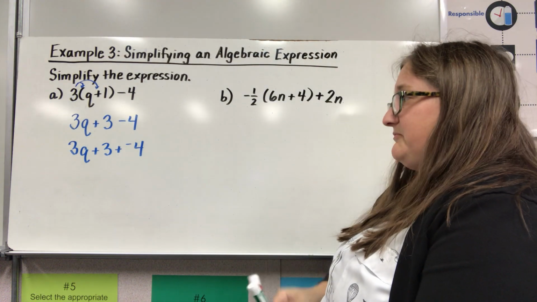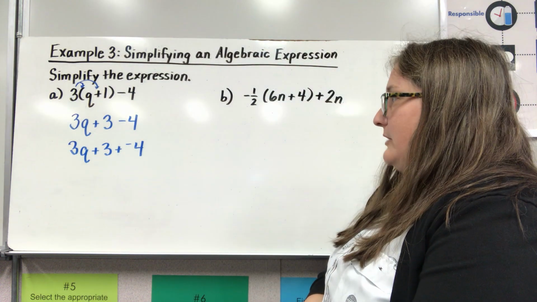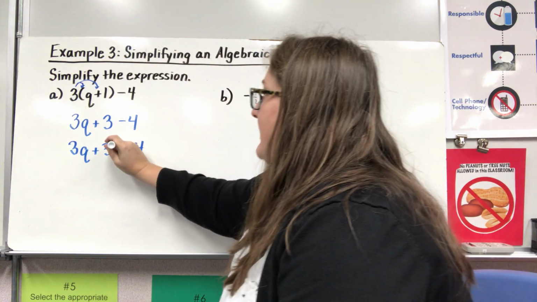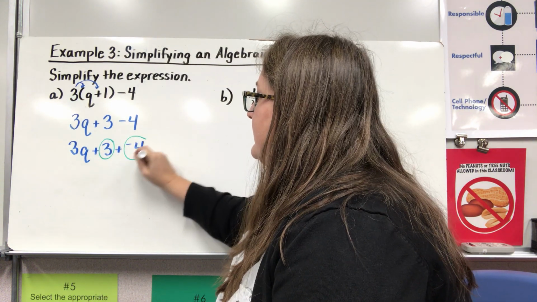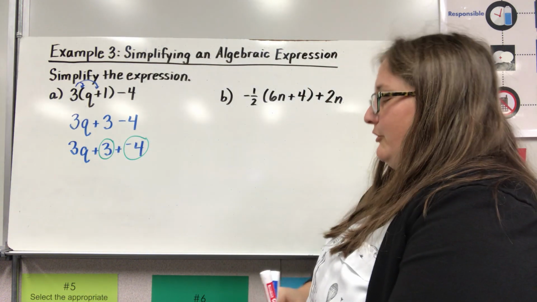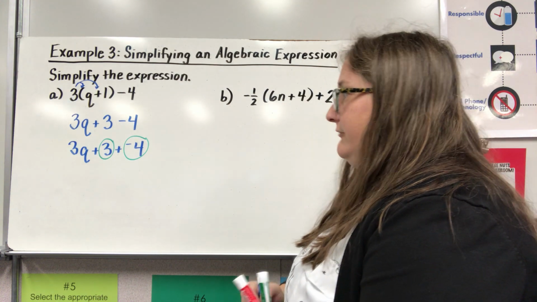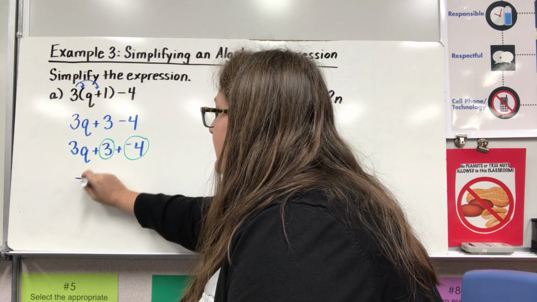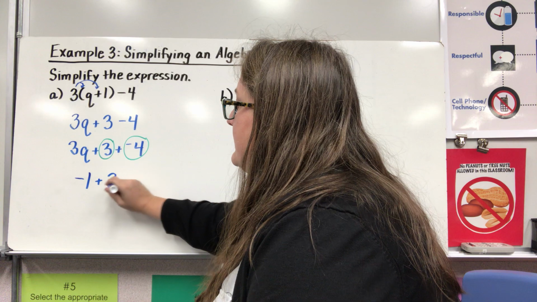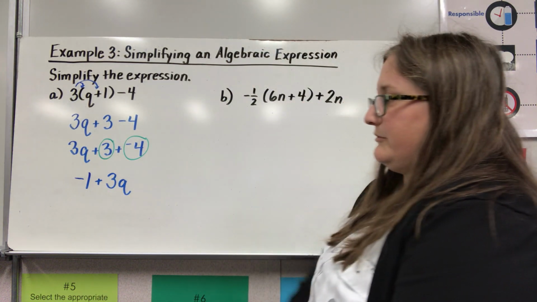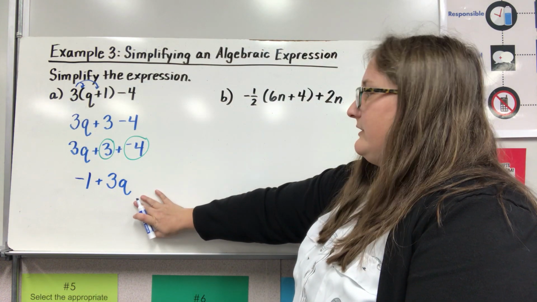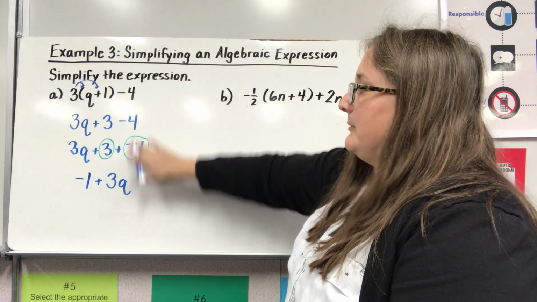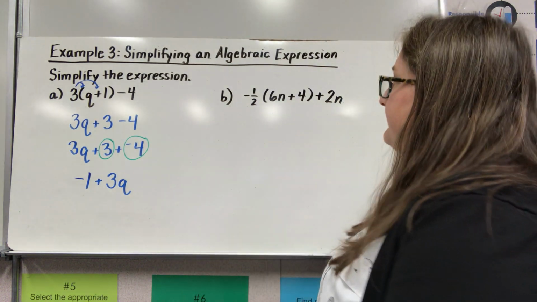So in this case, there's nothing the 3q can combine with, but I do see that I can combine 3 and negative 4. So those two are going to become negative 1. And then, of course, I also have the 3q. So 3q didn't have anyone to combine with. He just stays 3q. So this problem in its simplest form is right here.